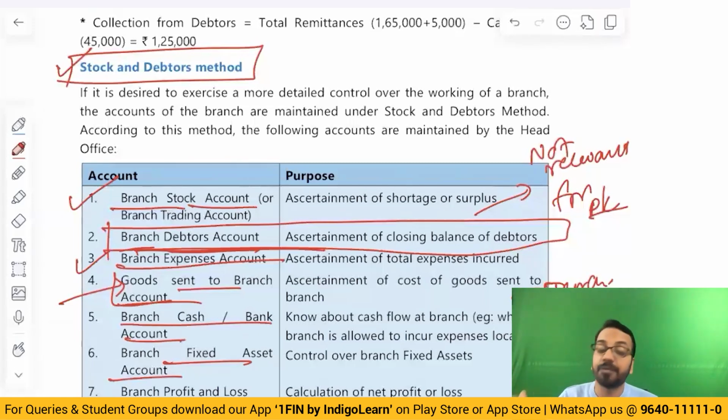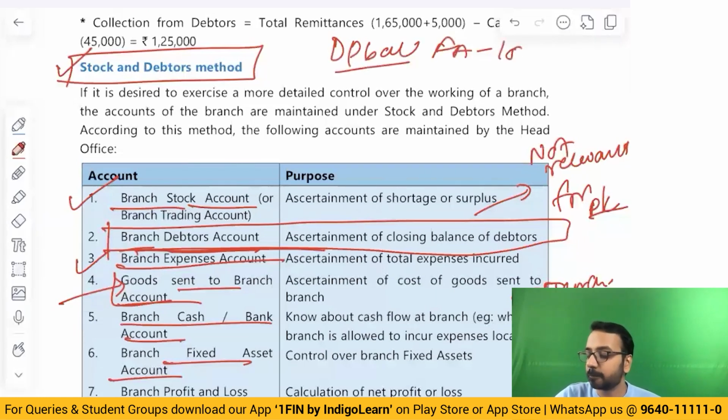Okay, so if fixed assets are there in the branch, and you want to have control that the branch purchased some fixed asset that we also own or that is with the branch, you will show it in the balance. So opening balance, fixed asset, let us say 10,000. Closing balance, fixed asset 9,500. The 500 of depreciation automatically gets captured.